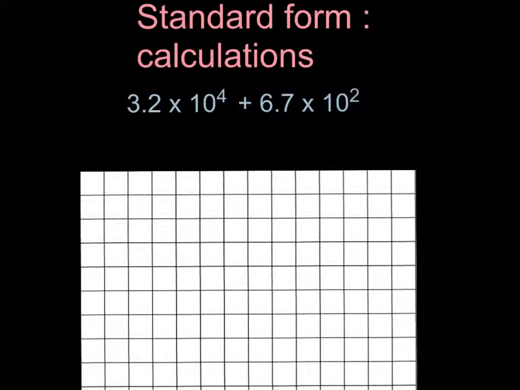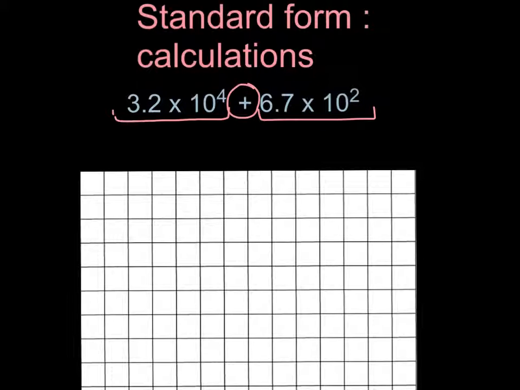Okay, so standard form calculations. 3.2 times 10 to the power of 4 plus 6.7 times 10 squared. Now, because we are adding, we need to work them out in two parts. So work the first question out and then work the second part out and add them together.